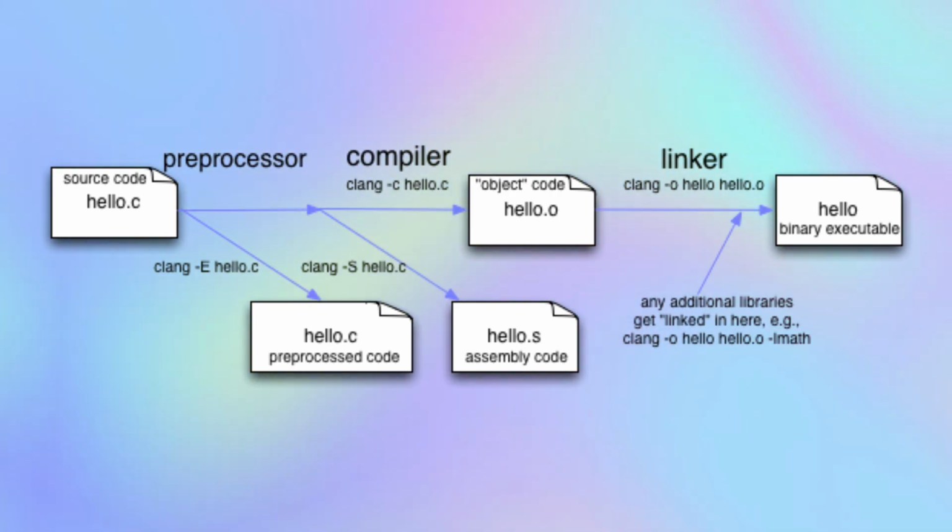This is the structure of the C program with the compilation and the runtime process. Hello.c. The preprocessor moves it into the compiler and the linker, different stages of code. Finally, the code is executed.